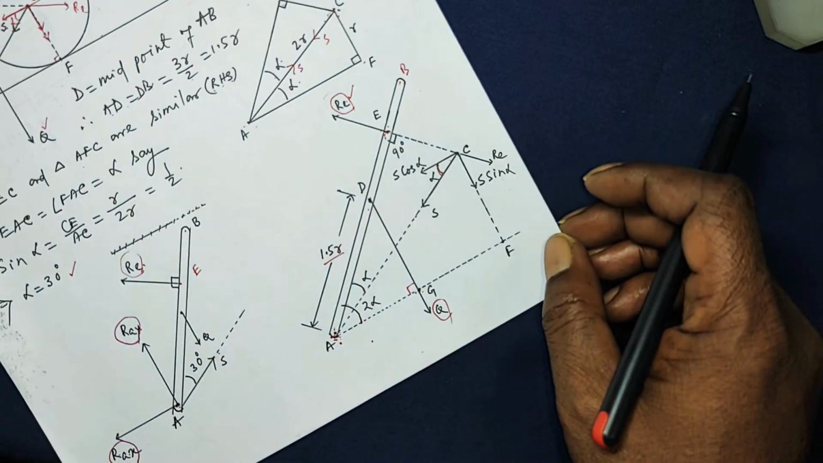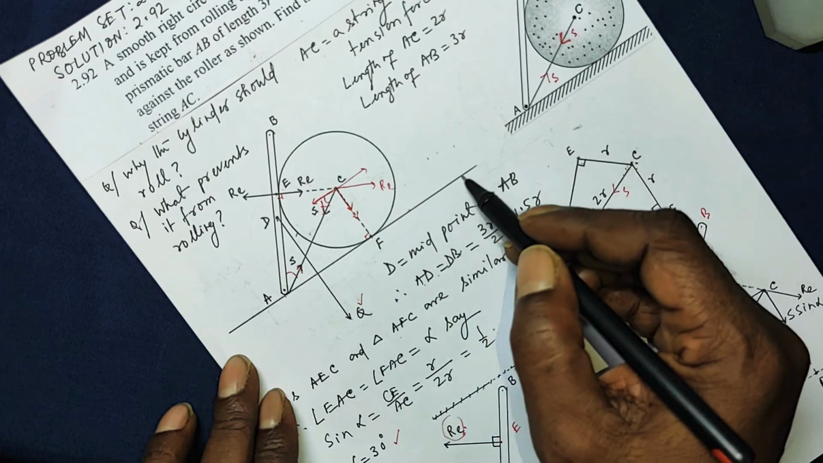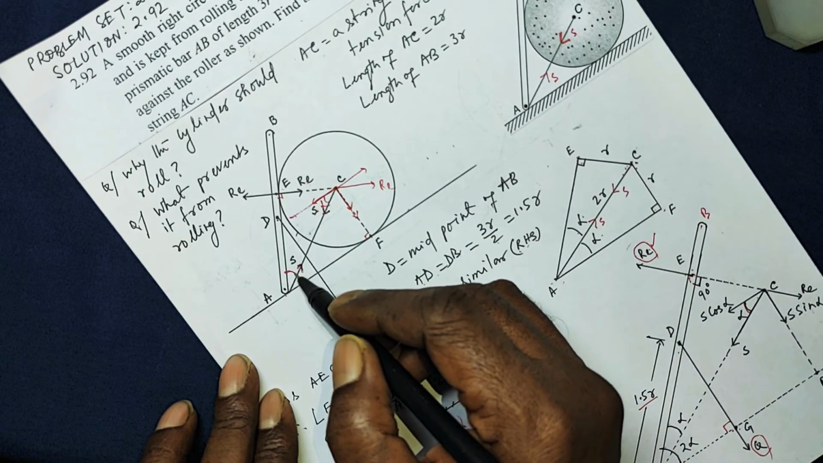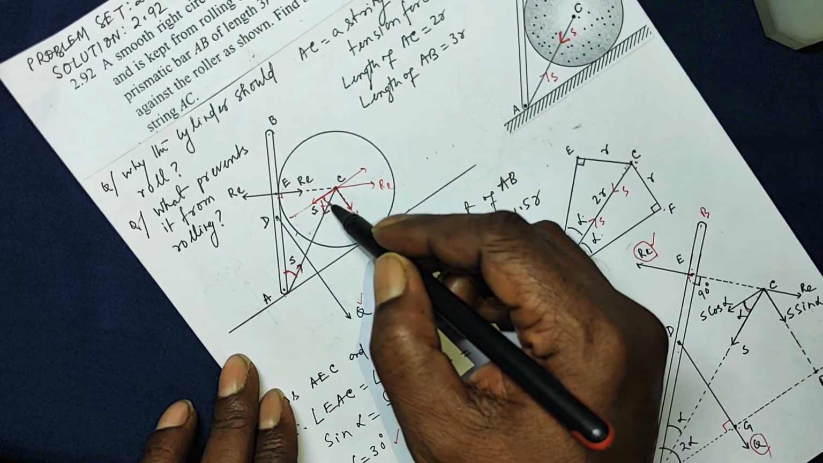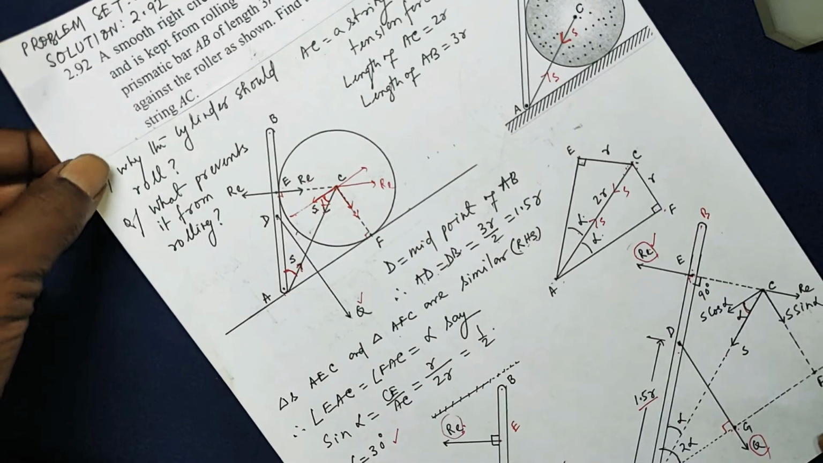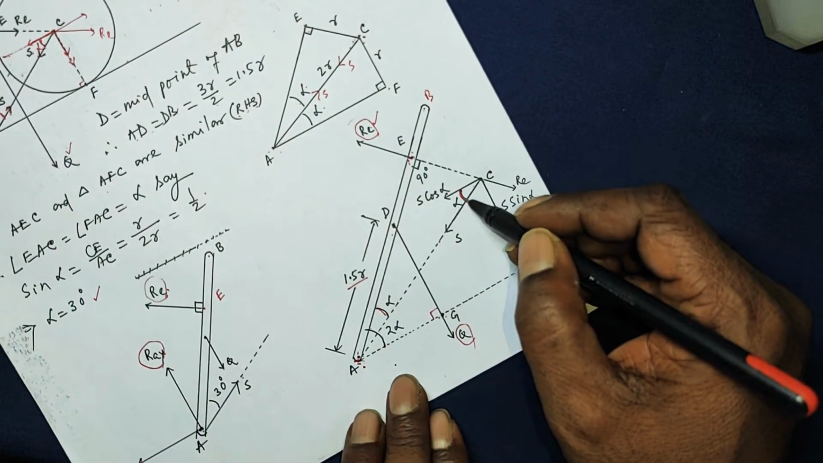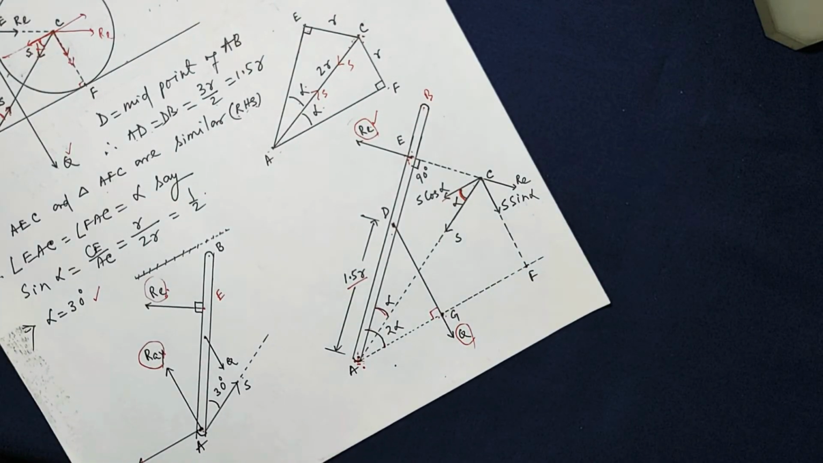Now why is this alpha? Look, this line is horizontal, this line is horizontal, this is found out as alpha, this is the transversal. Since this is alpha, therefore this angle is also alpha. So that is what I have shown here. Since this is alpha, this is your S cos alpha, this is your S sin alpha.